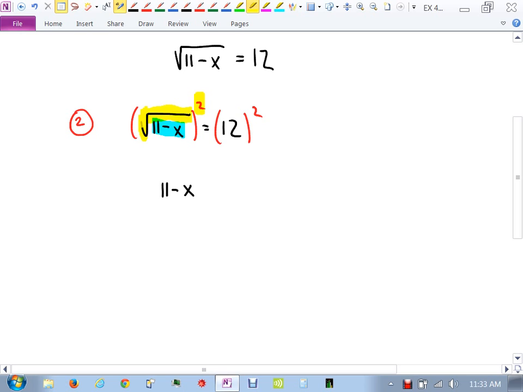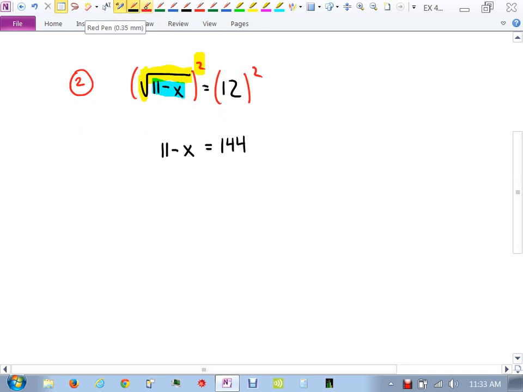And then on the right side, 12 squared equals 144. Be careful, that's squaring, not multiplication. So it's not 24, it's 144. Now this equation, what we have left here, is a linear equation. But we need to go to step 3. What's step 3?